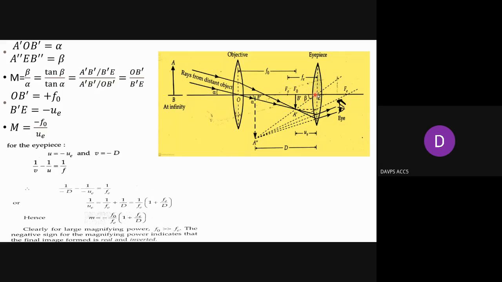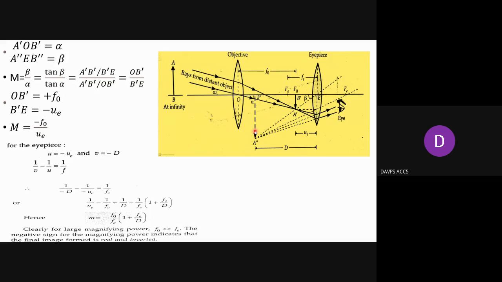So the role of the eyepiece is that A dash B dash is the object for the eyepiece, and that is falling within the focal length. The image formed is the virtual image A double dash B double dash. This is the final virtual image, and it is magnified in nature. The magnified image is formed at A double dash B double dash. This is the working.